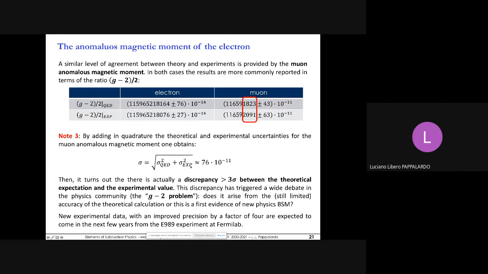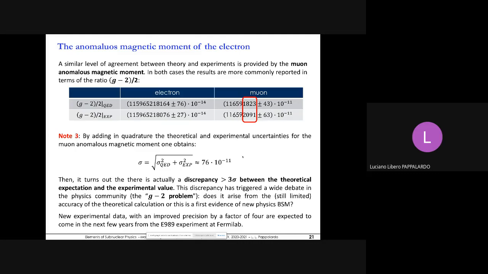Once you do so, essentially these two guys here, you get 76 times 10 to the minus 11. And now you have to compare the 76 with the difference between these 4 digits and these 4 digits. And what you notice is that although they are quite close, so is 1,800, is almost 2,100, the discrepancy is larger than 3 sigma. Okay, so it is larger than 3 times this uncertainty here. This is a total uncertainty between the theoretical and experimental value.